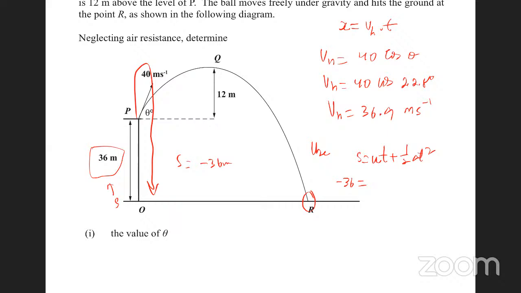And the initial velocity vertically was what? 40 sine 22.8. We're trying to find time, minus a half by 10, 0.5 t squared. Right? Simplify it and it's a quadratic, right? Make t the subject of the formula. Tell me what you got.